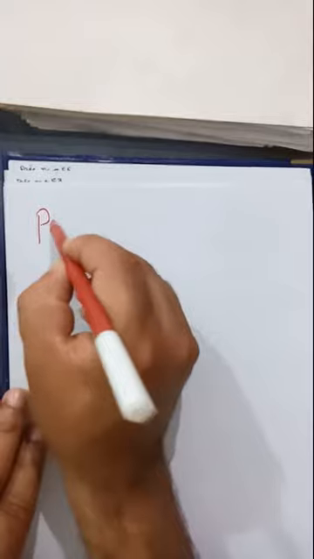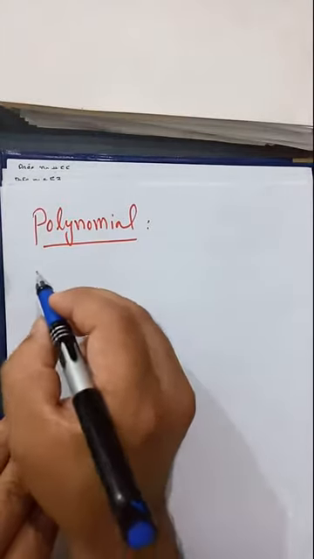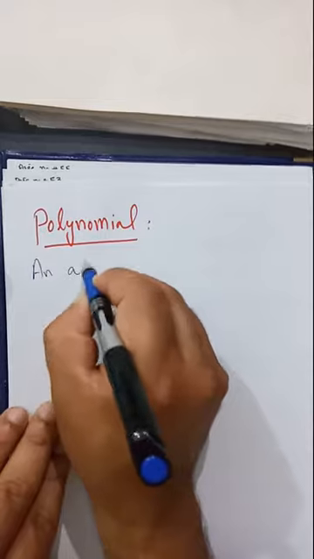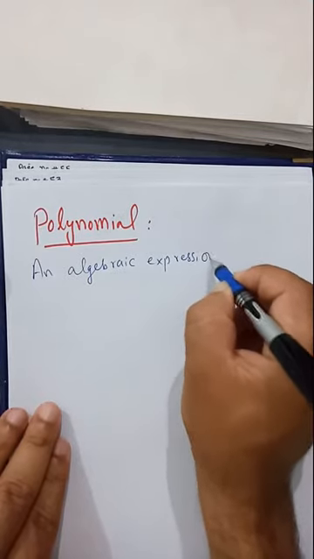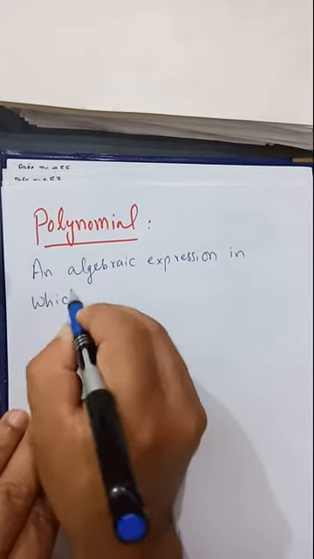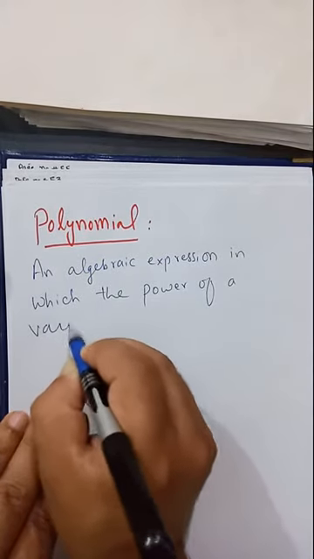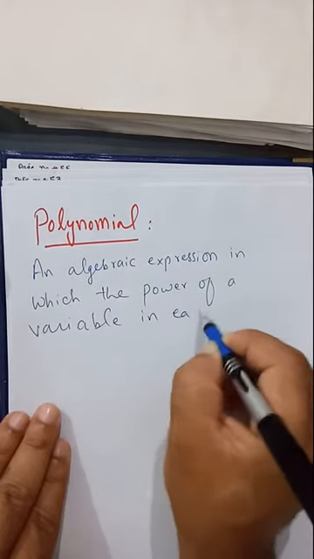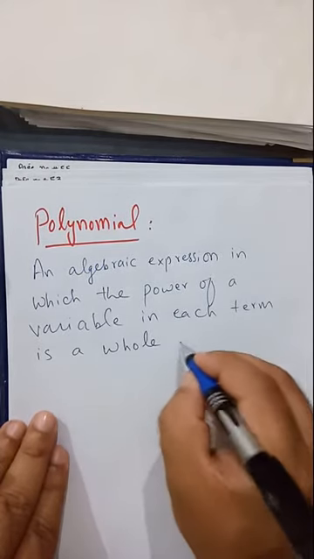To discuss that, first of all, we need to discuss briefly what a polynomial is. So remember, first of all, I am discussing what is polynomial. Polynomial is an algebraic expression. I am writing the definition of a polynomial. An algebraic expression in which the power of a variable in each term is a whole number. So this is the definition of a polynomial.